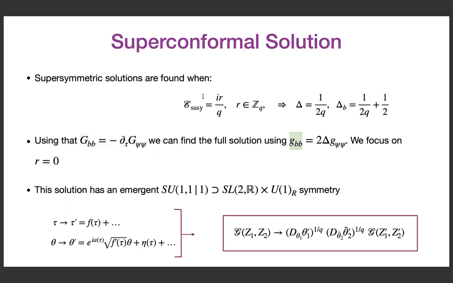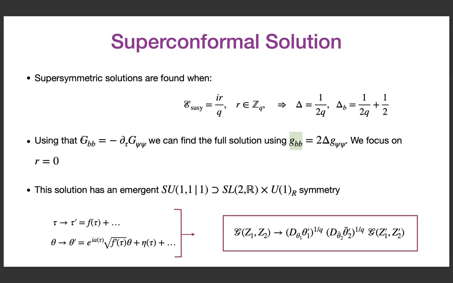For simplicity, we can focus on R equals 0, which corresponds to 0 U(1) charges. Sorry, Joaquin. So how did you get that the spectral asymmetry for supersymmetric solutions is iR over Q? I mean, where did that come from?